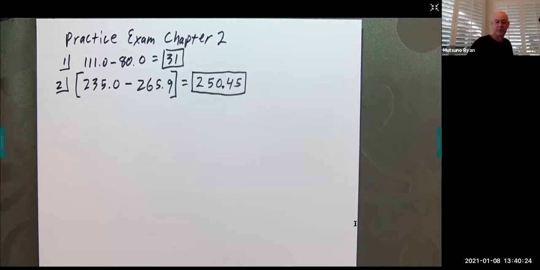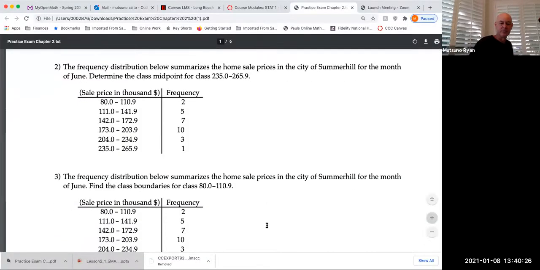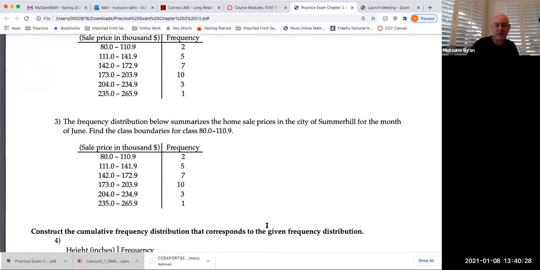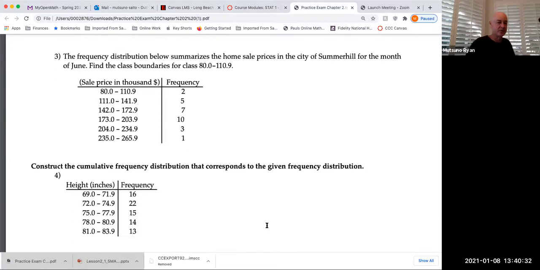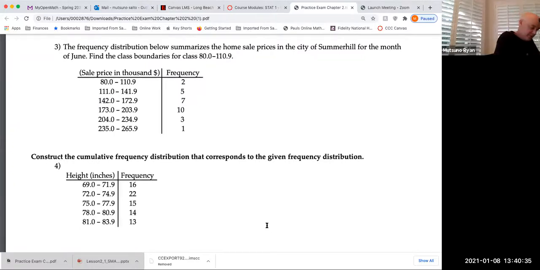Number 3, frequency distribution, same idea. They want to find the class boundaries. Now this one's going to be just a little bit different than the way I showed it in class. I'm going to write this down. So between 80.0 and 110.9.